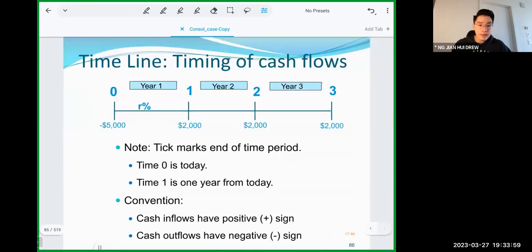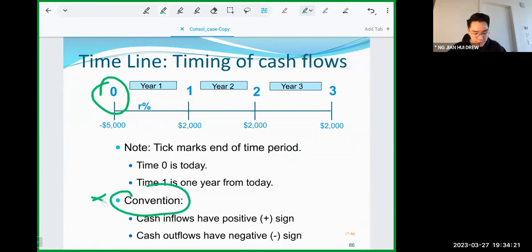All right. So now, let's talk a bit about the timing of cash flow. We have covered a little about it, but let's think about this cash flow. When we do a timeline, something to take note of is that we always start from year zero. So year zero, year one, year two, year three. That's how we do a timeline. And there's this convention which is very important.